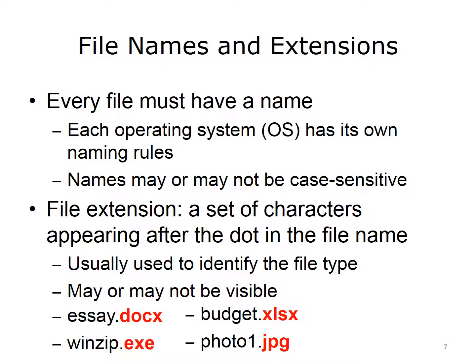Some examples of file names with extensions are essay.docx, which is a Microsoft Word document named Essay. Budget.xlsx, which is a Microsoft Excel spreadsheet named Budget. WinZip.exe is an executable program named WinZip. And Photo1.jpg, which is a JPEG formatted image named Photo1.